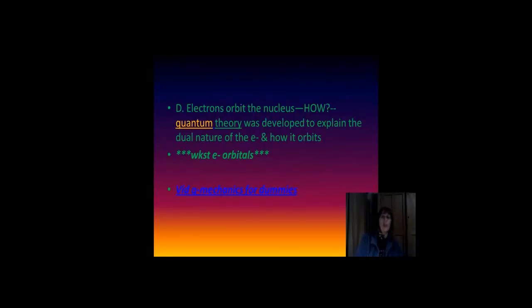Letter D, electrons orbit the nucleus. How do they orbit the nucleus? Well, it's not quite how Bohr said, where it's nice, perfect little orbits like planets orbit the sun. They actually try to explain it with something called the quantum theory, and that uses the fact that electrons act as both particles and waves. And oh, look, there is another video and also a lovely worksheet on orbitals that we'll do in class.